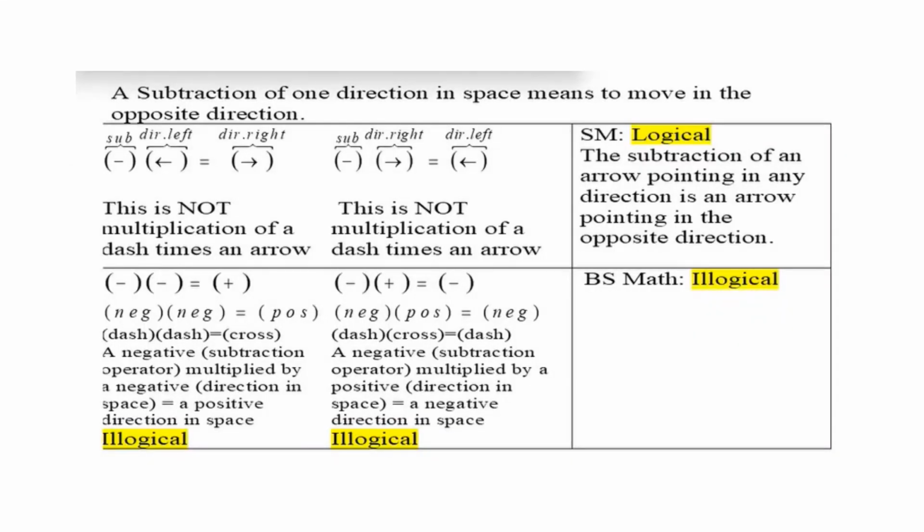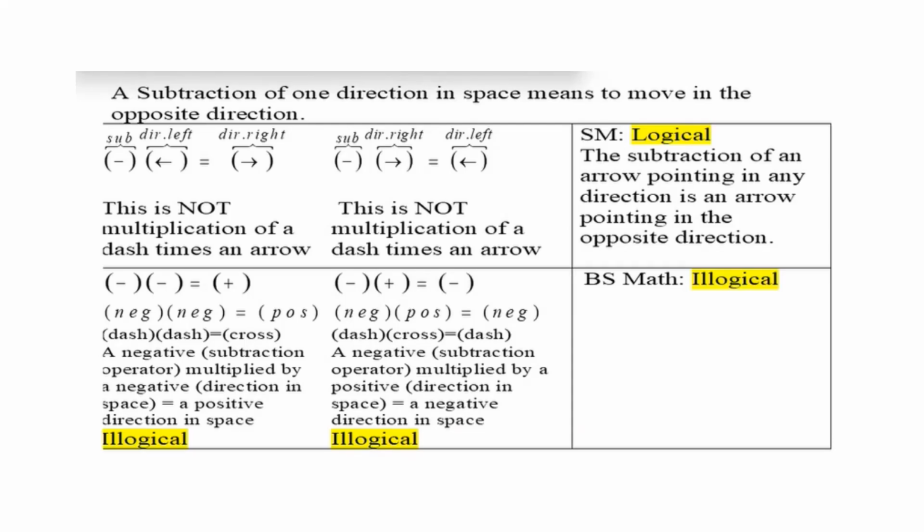A subtraction of one direction in space means to move in the opposite direction. So the subtraction of a direction to the left is a direction to the right. This is not multiplication of a dash times an arrow. The subtraction of a direction to the right is a direction to the left. This is not multiplication of a dash times an arrow. Symmetry math is logical. The subtraction of an arrow pointing in any direction is an arrow pointing in the opposite direction.